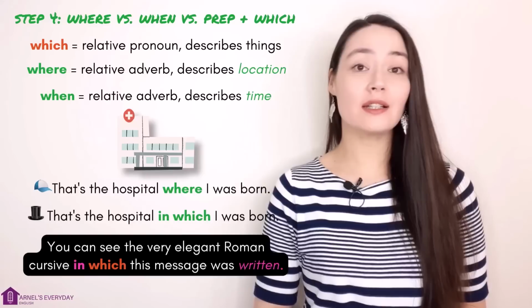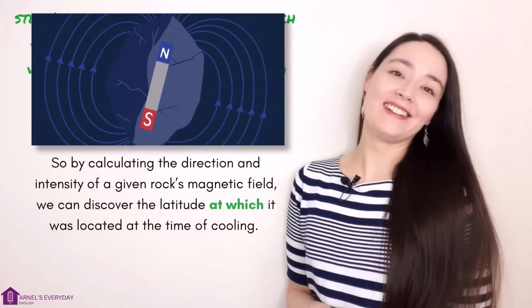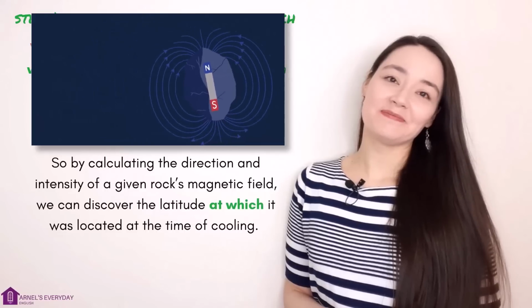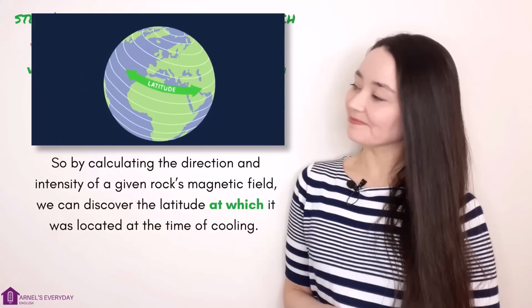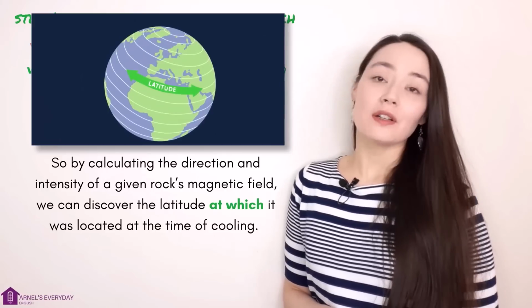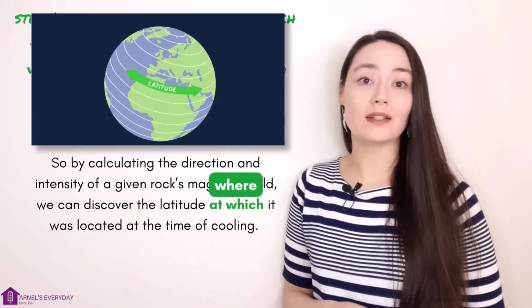If your location needs at, use at. So by calculating the direction and intensity of a given rock's magnetic field, we can discover the latitude at which it was located at the time of cooling. At which. I could also say where. That would also be correct.